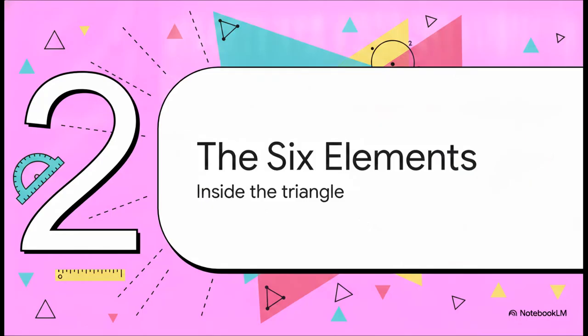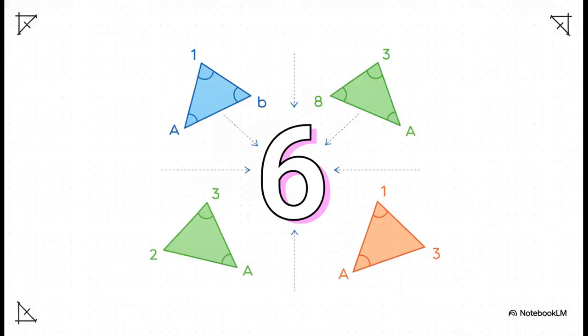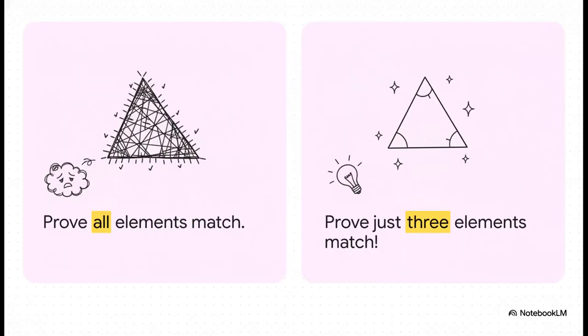Which brings us to part 2, triangles and the 6 elements. 6. Just burn that number into your brain for a second. A triangle is a polygon with exactly 6 distinct elements. Can you guess what they are? Yep. 3 sides, and 3 angles. That's the whole shebang. So, if we did things the old way, proving congruence would mean verifying that all 6 of those elements match their partners on another triangle.